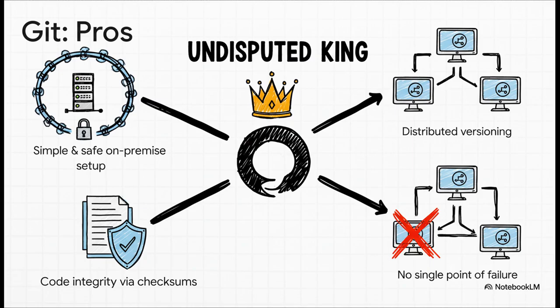But today, let's be real, the undisputed king of the hill is Git. So what makes it so popular? Well, for one, it's distributed. That means every single developer has a full copy of the project's entire history. This is a total game changer, because if a central server goes down, the project isn't lost. There's no single point of failure. It also uses something called a checksum to guarantee the integrity of every file, so you can always trust that your code is exactly how you left it.